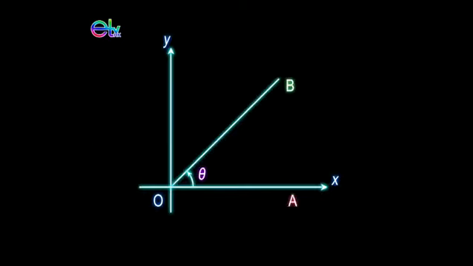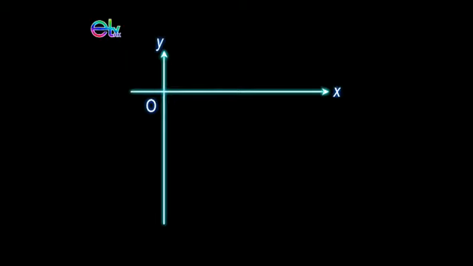When the angle theta is placed on a rectangular coordinate plane, such that the vertex of angle theta is located at the origin O, and the initial side OA coincides with the positive x-axis, then angle theta is said to be in standard position. These two situations are angle theta in standard position.